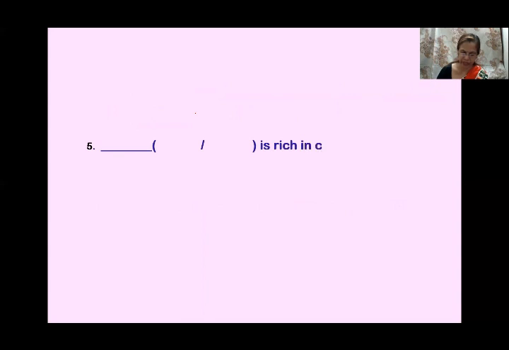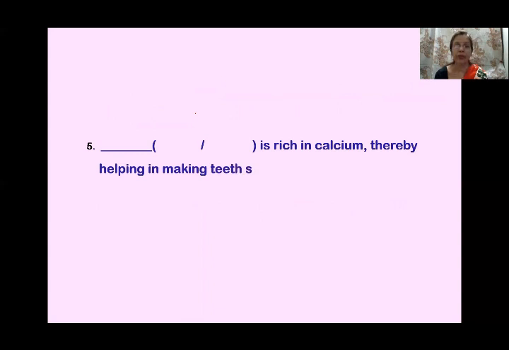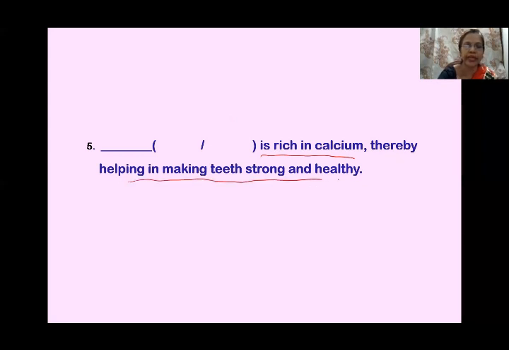Now the next question is, dash is rich in calcium, thereby helping in making teeth strong and healthy. Which food source is rich in calcium and which helps in making our teeth strong and healthy? All must be knowing it. First option is milk and the second option is meat. So the right answer will be milk.